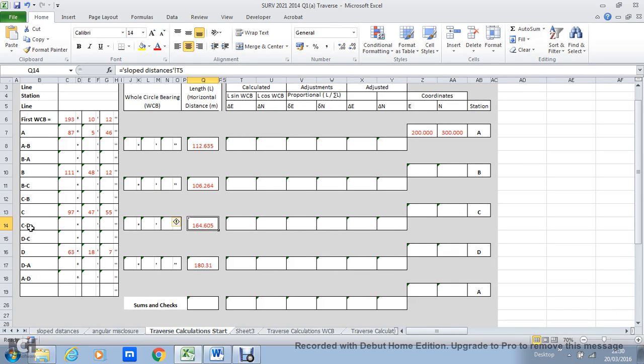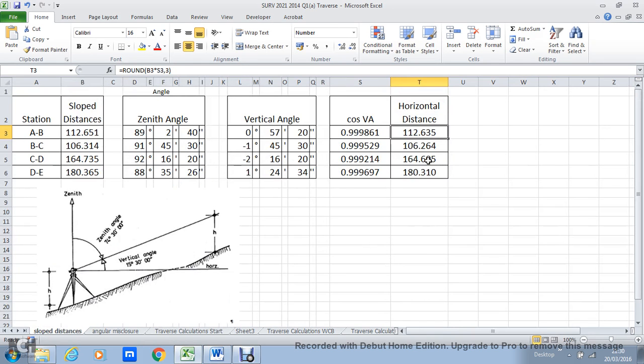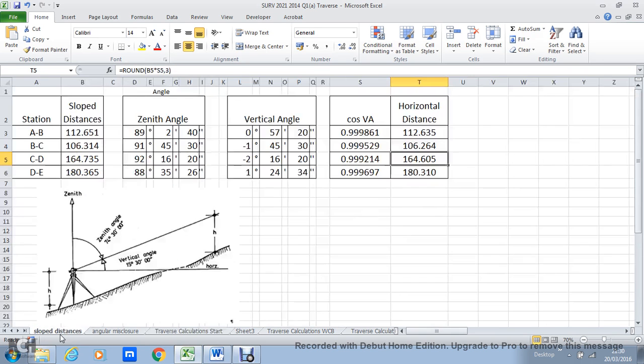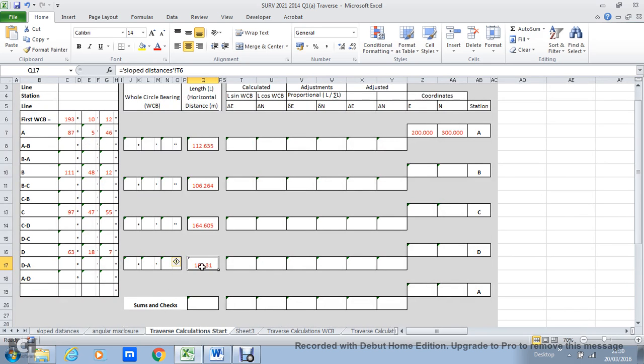Then this distance C to D, if we come back here, C to D is 164.605, and you can see that that comes into this cell here, C to D. And then D to A is 180.310, and that comes into that cell there. D to A is 180.31.